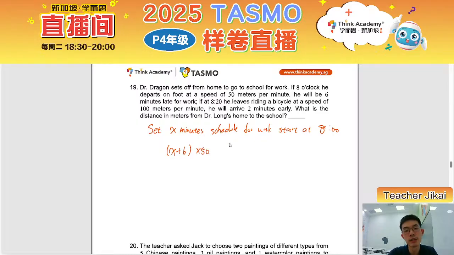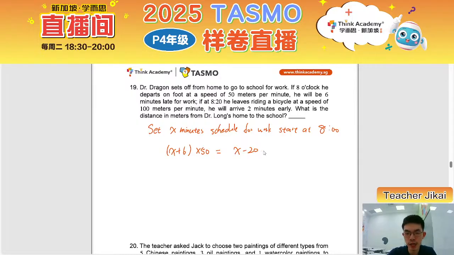So we know the distance, right? Total time times the speed. Total distance: (x plus 6) times 50. Right. So on the second day, he starts at 8:20. So it means the total time left is already minus 20 minutes. He has wasted 20 minutes here, like having breakfast, I don't know. So x minus 20 is remaining, and he rides a bike and arrives 2 minutes early.